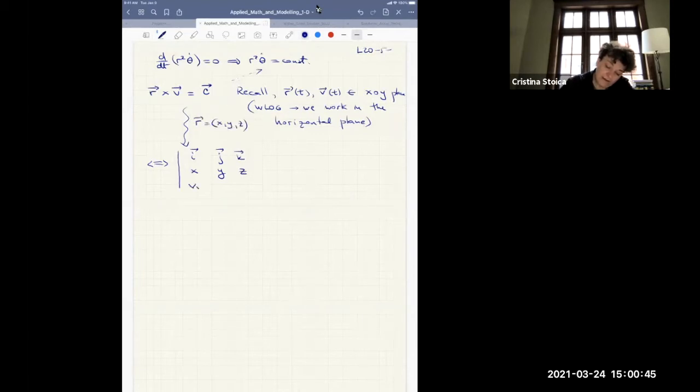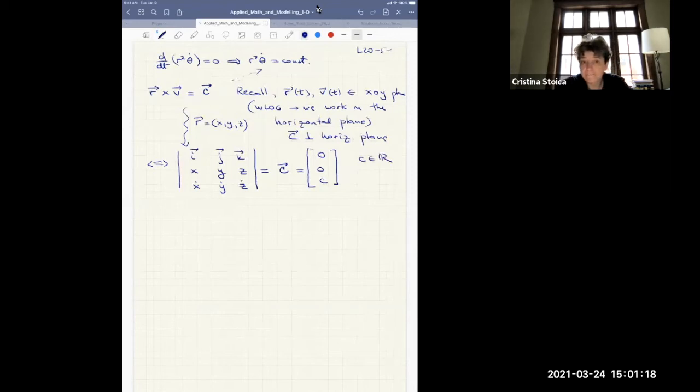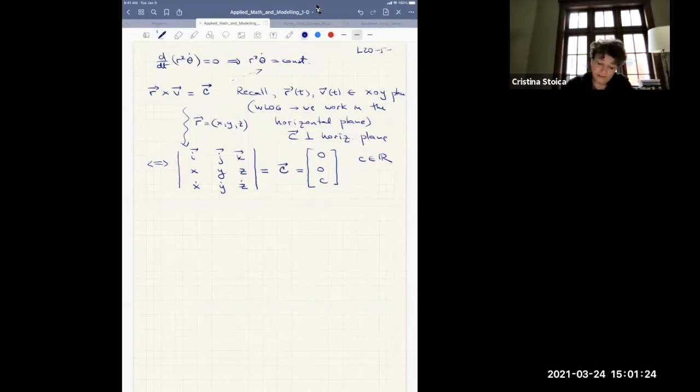I don't want the x. Okay. x dot, y dot, z dot equals that c vector, right? But c is perpendicular to the horizontal plane, so this c vector is 0, 0, and some little c, its absolute value. Yeah, because it's perpendicular to the horizontal plane, so it has no components there.